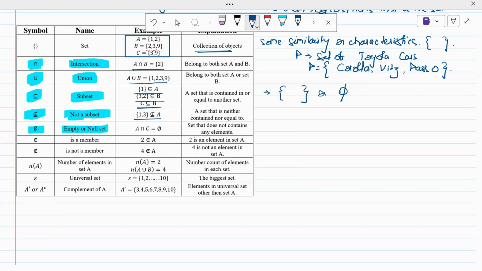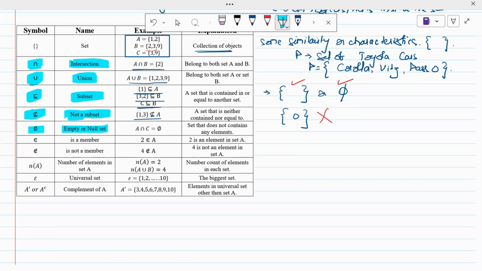Acha, some students do this mistake of writing this as a null set, which is wrong because this means that you are saying that zero is an element of the set. This approach is wrong, whereas for empty set or null set, this and this approach, these two approaches are correct. So make sure you're not making this mistake for the null set.